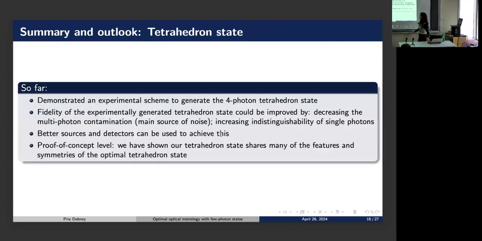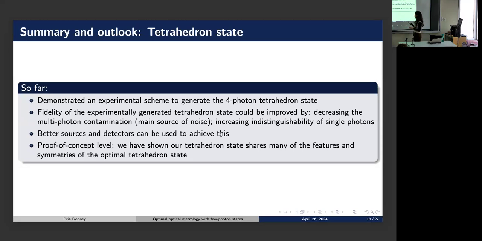So just to sum up what I told you so far about the tetrahedron state, we demonstrated an experimental way to generate this tetrahedron state in the lab. As I mentioned, the fidelity of the state that we created could be improved. Most of the noise comes from when we generate the three-photon NOON state, we interfere a squeezed state from down conversion with a weak coherent state, but that coherent state will have higher order photon terms in there, and they can contaminate the state and give us more than the 3 photons that we're aiming for in the NOON state.